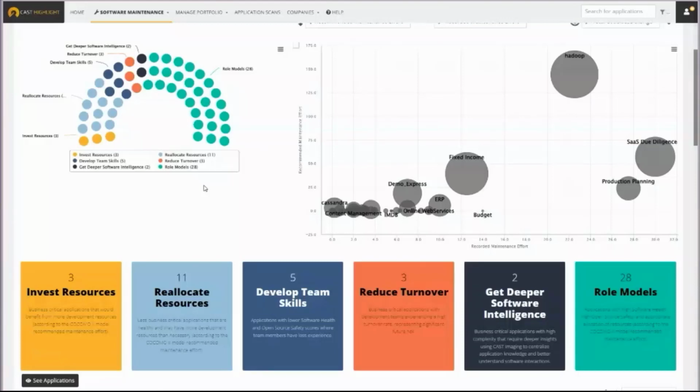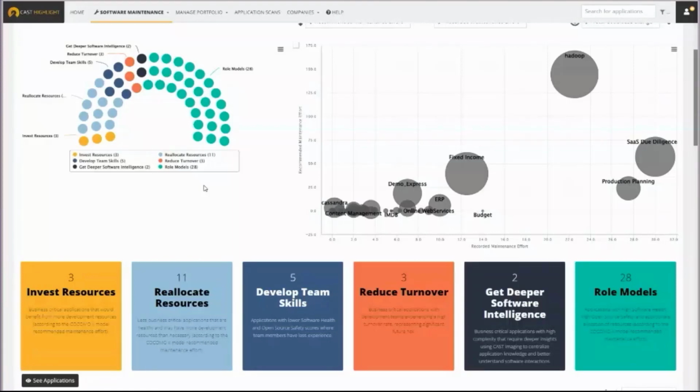It's called COCOMO 2, and it looks at the technologies in use and the size of the application, and automatically calculates a recommended number of resources. And then we're capturing the actual number of resources through a couple of survey questions. So here are 3 applications that are important, they are unhealthy, maybe they have low resiliency or production issues, and there are too few resources assigned. So we need to invest here.